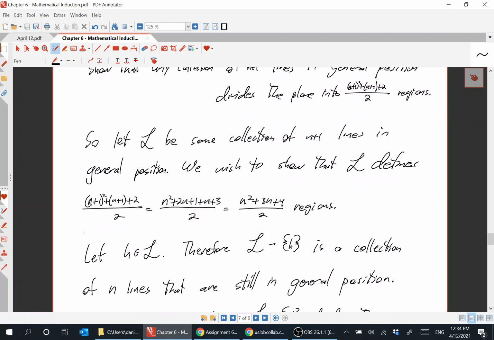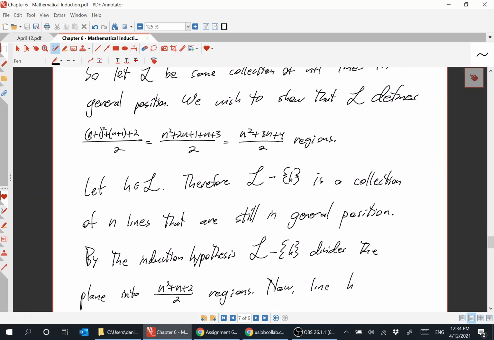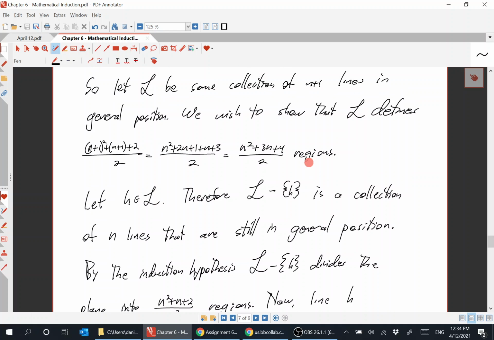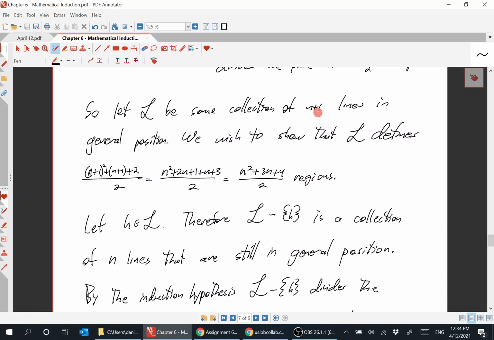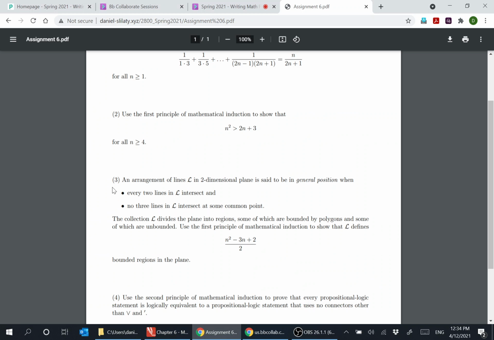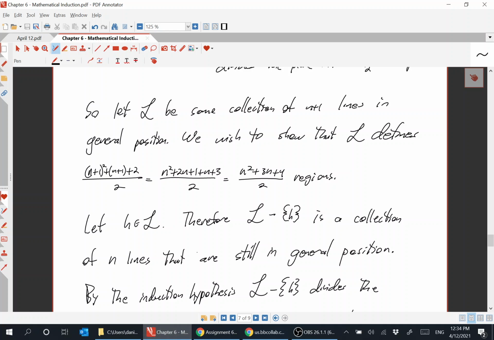So, before we went any further, we noticed that this polynomial, when you simplify it, is n squared plus 3n plus 4 over 2. So you take n plus 1 lines, so say that L has n plus 1 lines. By the way, this proof is very similar to the proof that you will do on assignment 6, number 3. Assignment 6, number 3 is again about lines in general position. All right, it's right here. So, we want to go over this proof carefully and understand this proof.